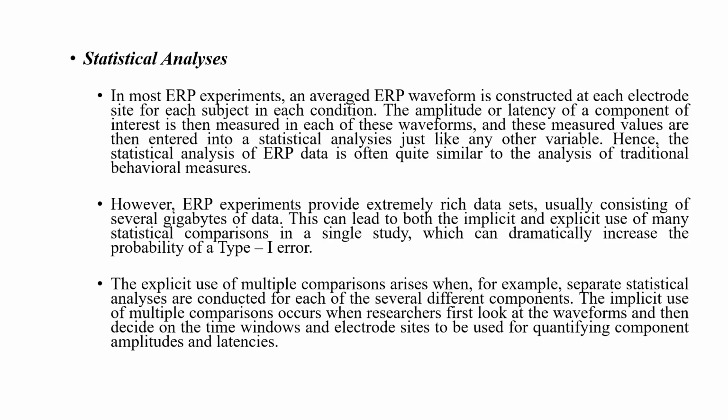People basically want to really sieve the data, really beat the data up in a single study, which can dramatically increase the probability of a type 1 error, because you might be looking for effects where there are none just by arranging the data in several ways. The explicit use of multiple comparisons arises, for example, when separate statistical analyses are conducted for each of several different components. The implicit use of multiple comparisons occurs when researchers first look at the waveforms and then decide upon the time windows and the electrode sites to quantify this component's amplitude and latency.